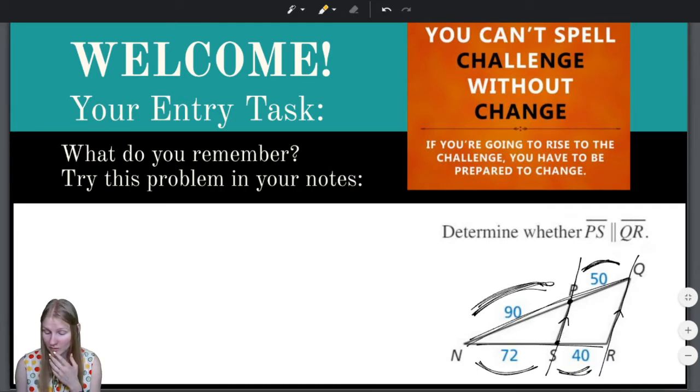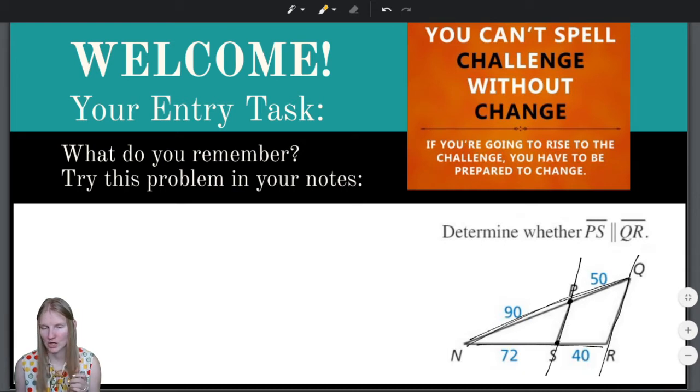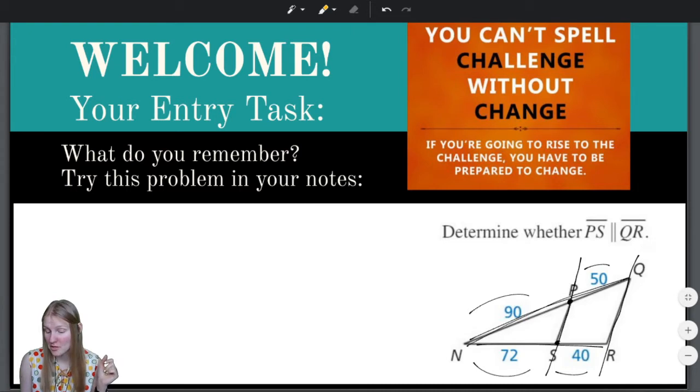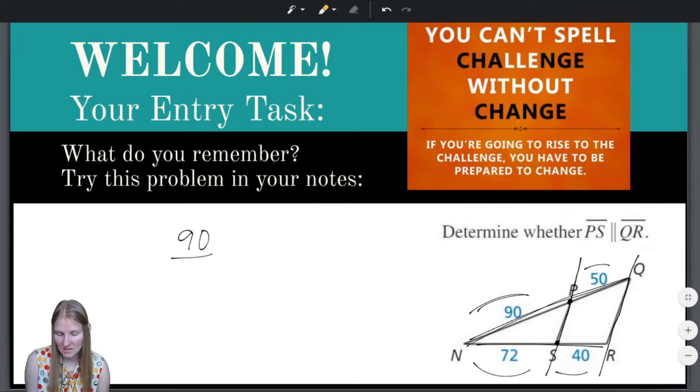The converse of the triangle proportionality theorem says that if those segments that make up the side lengths are proportional, then we can draw these arrows. So we want to know, is the ratio of 90 to 50 equal to 72 to 40?